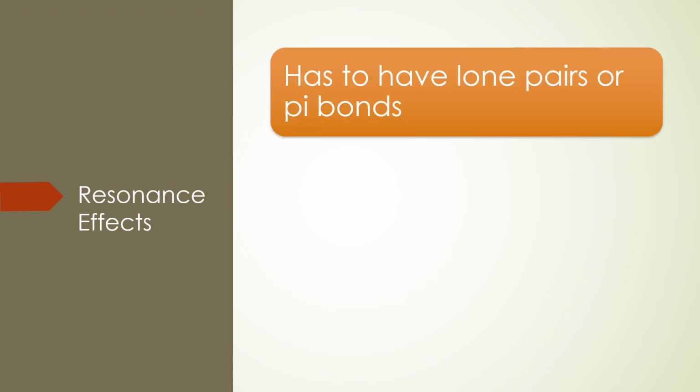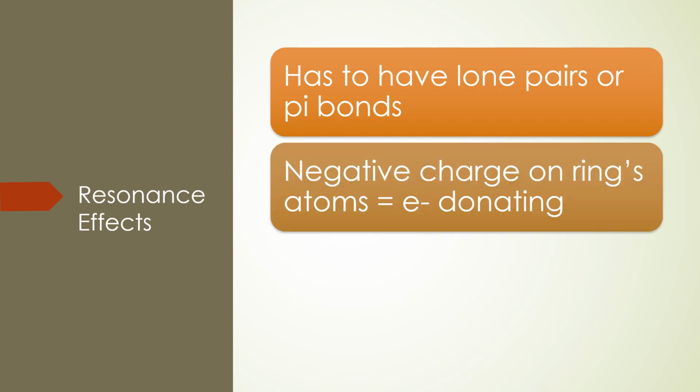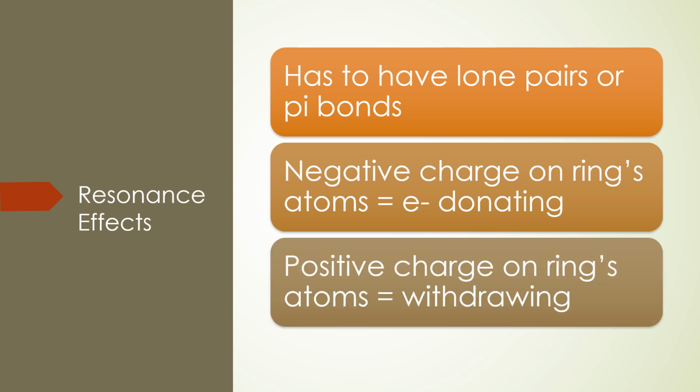Resonance effects only happen if the substituent has a lone pair or pi bonds. The effect is electron donating when resonance structures place a negative charge on the carbons of the ring, and withdrawing when it gives a positive charge. This one can take a little bit to draw, but it's not difficult.